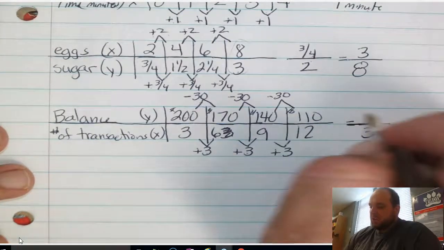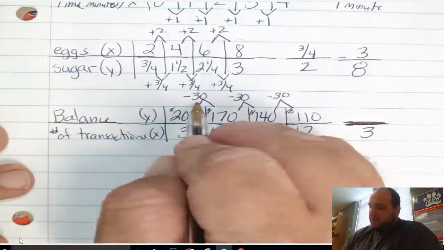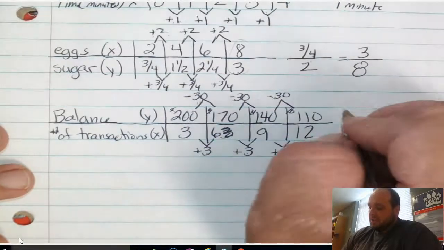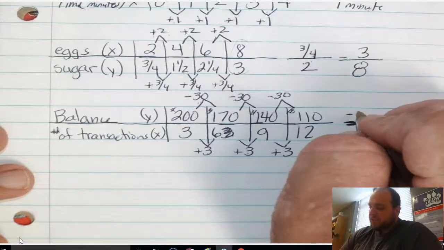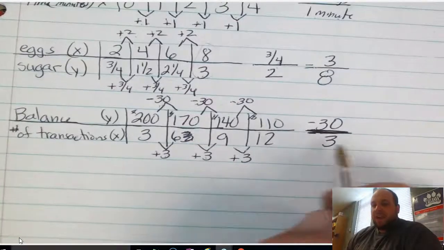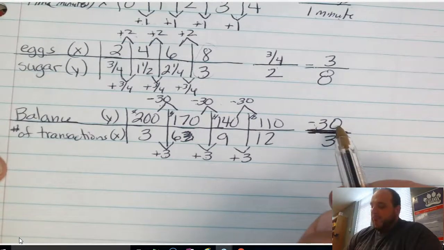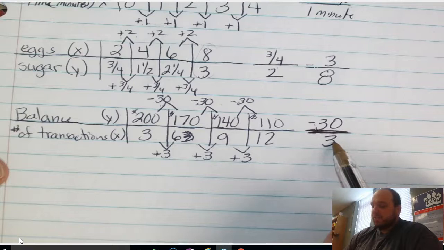And to show that it decreased, I'm going to put that constant rate of decrease on top, or that change of y value. So I'm going to put a negative 30. So my rate of change is negative 30 over 3, or my balance went down $30 for every 3 transactions.